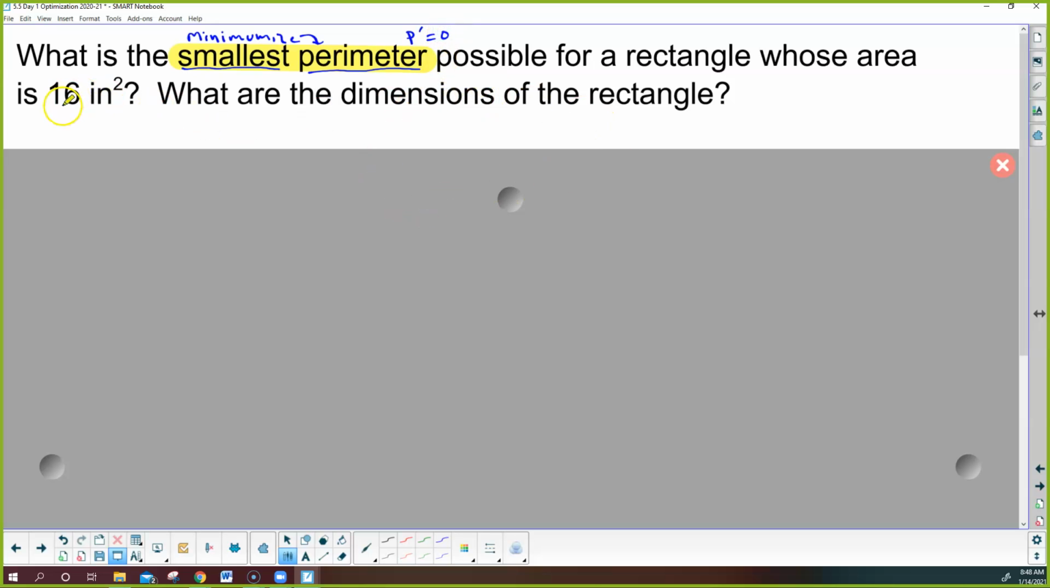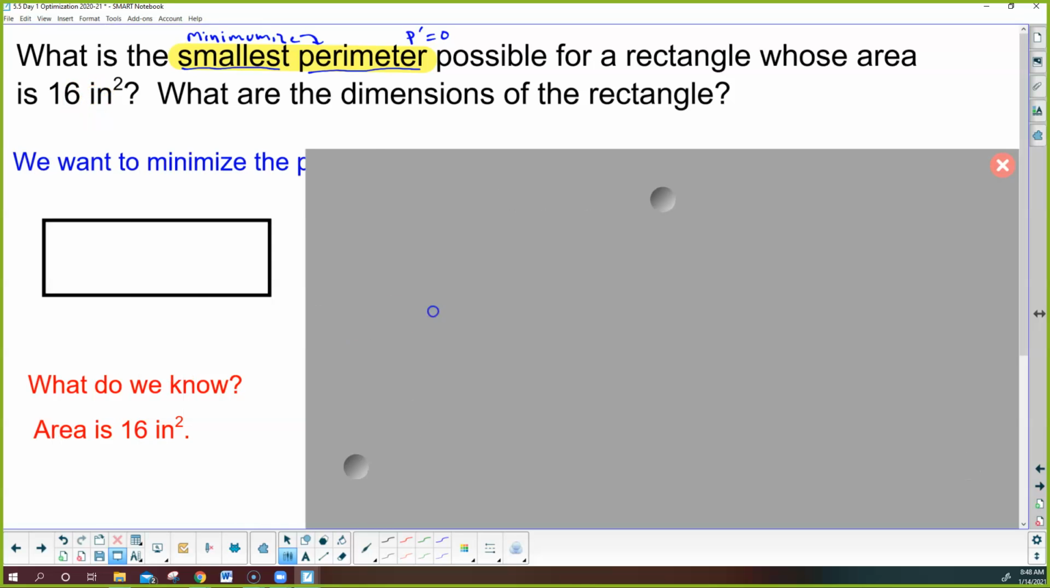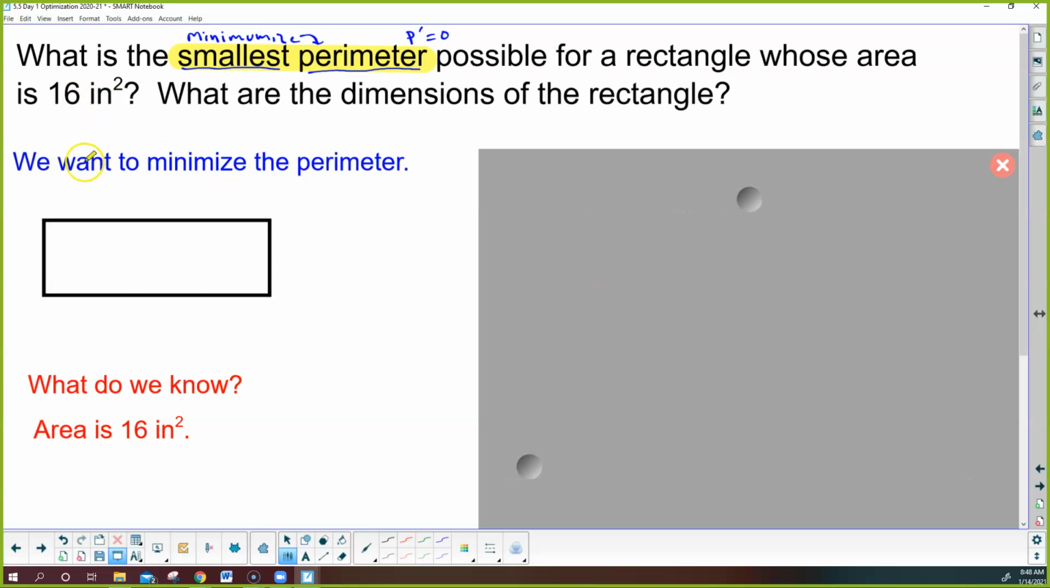Okay? Now, what they don't tell us is any of the dimensions, the length or width. The only thing they tell us is that the area is 16 inches squared. So here's the way my brain works. I first identify what we want. We want to minimize the perimeter, so I want to take the derivative of the perimeter equation and set it equal to 0. But we know it's a rectangle, so I'm going to draw a picture.